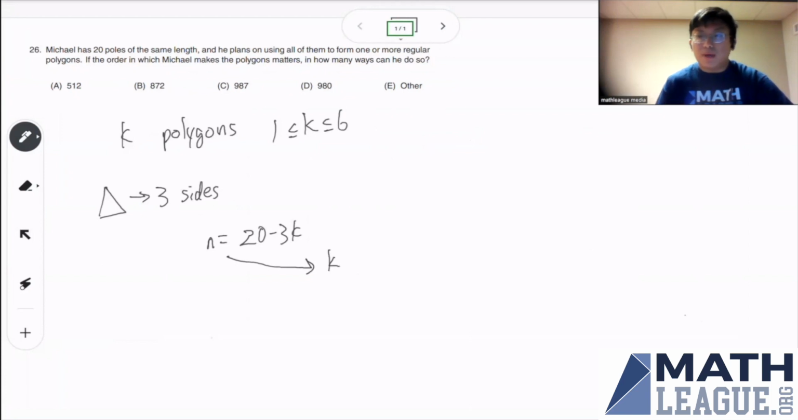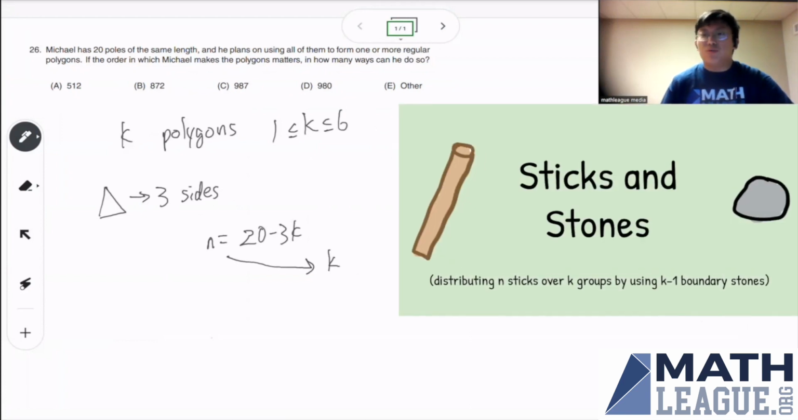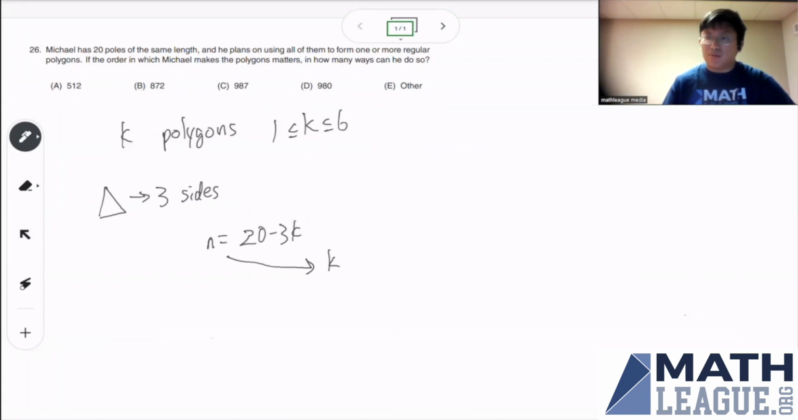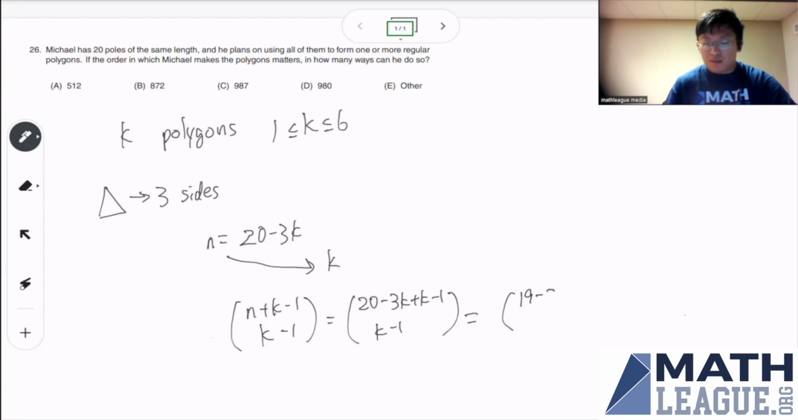And we can use the method of sticks and stones to determine how many ways this can be completed. The formula for that would be n plus k minus 1, choose k minus 1. Now, since we know n in terms of k, we can substitute n in. And we have 20 minus 3k plus k minus 1, choose k minus 1, which can be further simplified to 19 minus 2k, choose k minus 1.